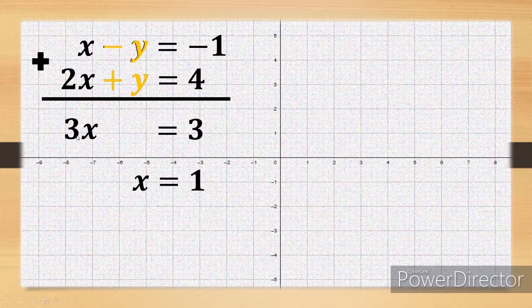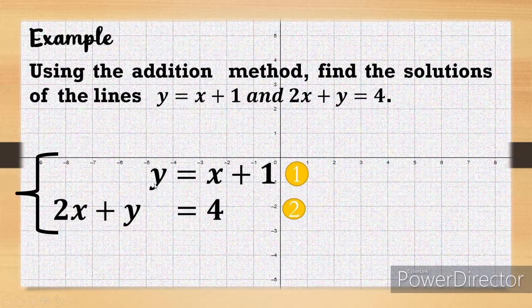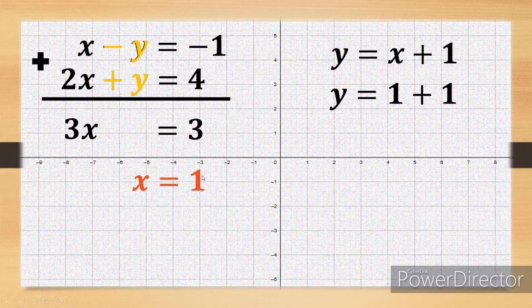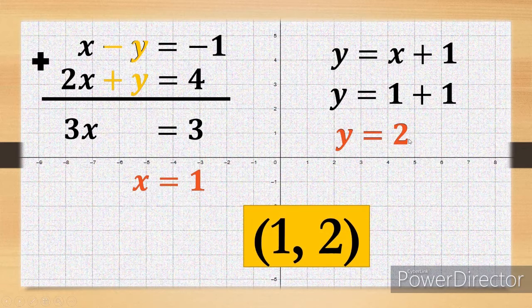So, divide both sides by 3 to find the value of x. And x is equal to 1. So, this is the value of our x. And para makuha yung value ng y, i-substitute lang natin yung x sa ating original equation, sa isa sa dalawang equation na meron tayo. Okay, so let us use y equals x plus 1. So, substitution, y equals 1 plus 1, y is equal to 2. So, our y is positive 2. So, ang point of intersection ng two lines is (1, 2).